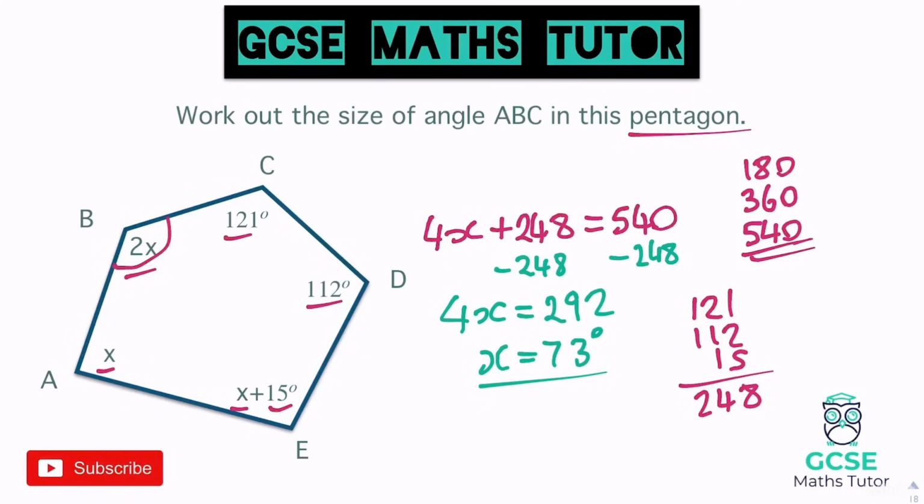I'm not quite finished the question here because it does say to work out the size of angle ABC. Now the size of angle ABC here is 2x, so 2 lots of 73, 2 lots of x is 146 degrees. So that one there would be 146. Again, we could work out any of these, we would know that that one now is 73. And x plus 15 down the bottom here would be 73 plus 15, which would be 88.